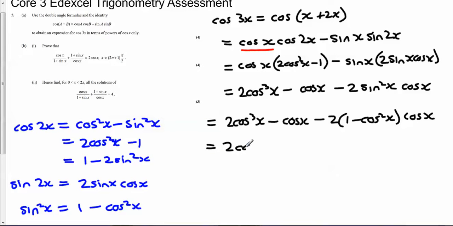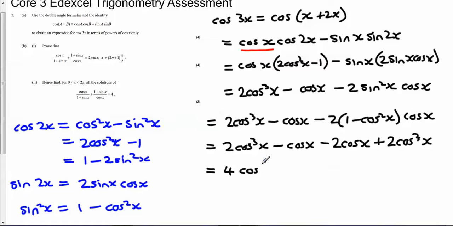We're going to need to expand that bracket, and it gives us 2 times 1 and times the cos x, so we end up with 2 cos x minus 2 times the minus, so that's with positive, and the cos squared times the extra cos will give us cos cubed x. So all together, we'll just simplify it, we're going to end up with 4 cos cubed x minus 3 cos x. We've now successfully expressed cos 3x as 4 cos cubed x minus 3 cos x.